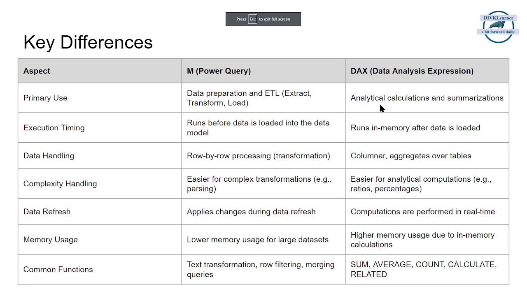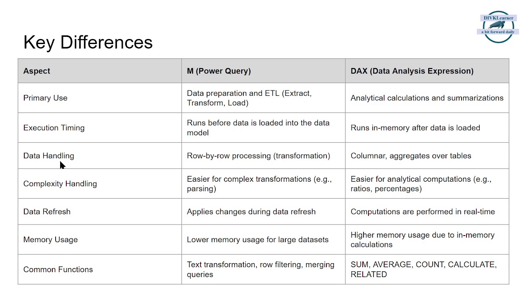So these are the key differences. Primary use: data preparation and ETL, extract, transform, load. This is analytical, calculation, summarization. Execution timing: MQuery runs before data is loaded into the data model, so this will help you in reducing the size of the data model. DAX runs in memory after the data is loaded, so it is working on the in-memory part.